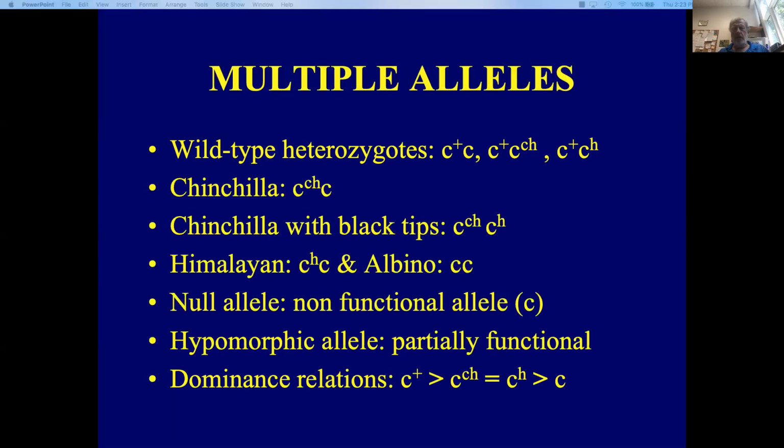And then the dominance relations would be the wild type allele is dominant to all. The chinchilla and Himalayan alleles are codominant to one another, and all 3 are dominant to the albino allele. So in a problem like this, you'd be given several crosses. You do each one independently, combine that information to figure out which alleles are dominant to which.